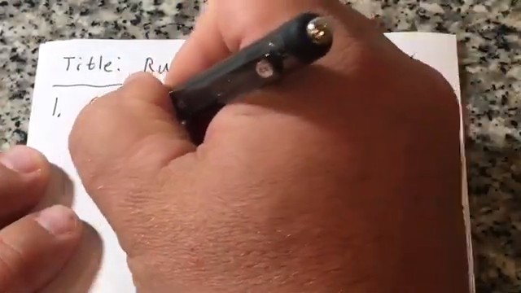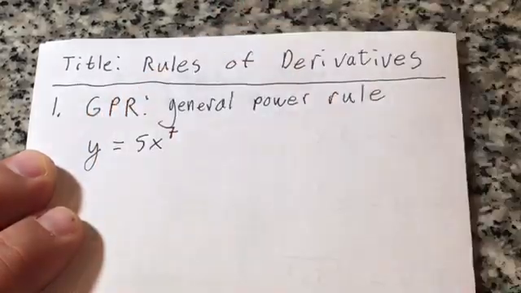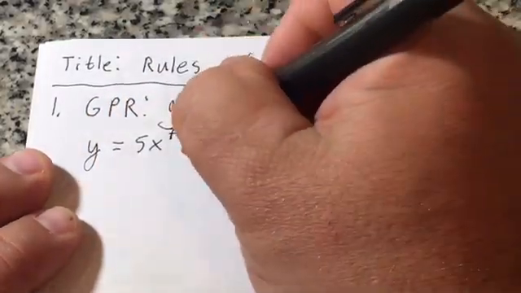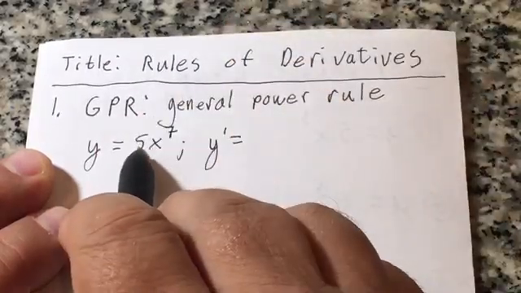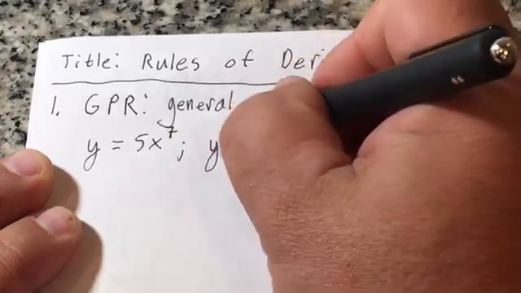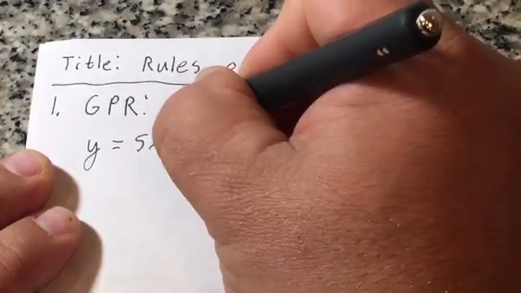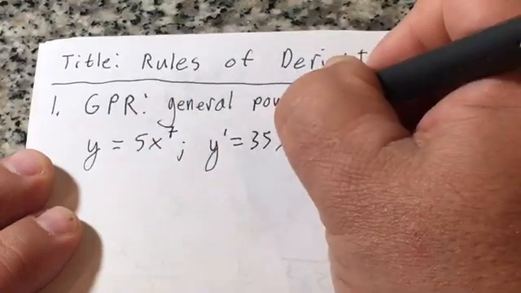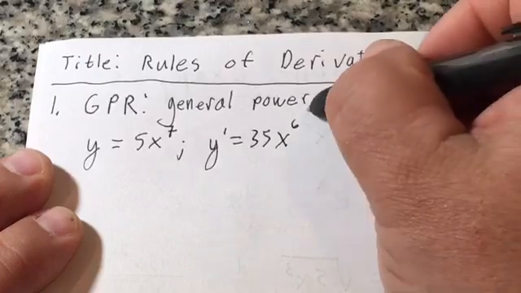So if I have y equals 5x to the 7th, the general power rule to find the derivative is to take that 7 and multiply it by the 5. So 7 times 5 is 35 x, and then to the power, you take that 7 and you subtract 1. So 7 minus 1 is 6. And that's it. That's called the general power rule.